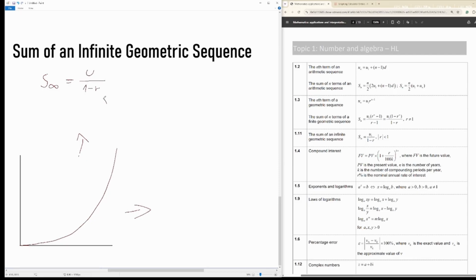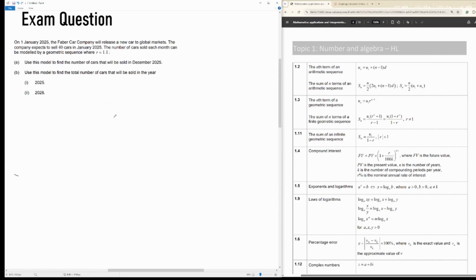However, this you can always flip if your r is between 0 and 1. And this is actually a very common question in paper 1 and paper 2. So this is a formula that you have to remember, but no worries, it's always in the formula booklet. So to top it all off, let's conclude this with an excellent question.